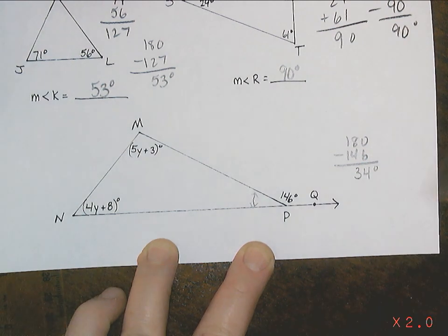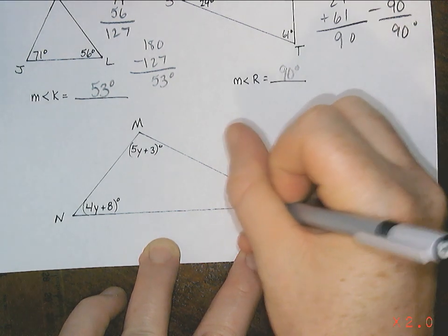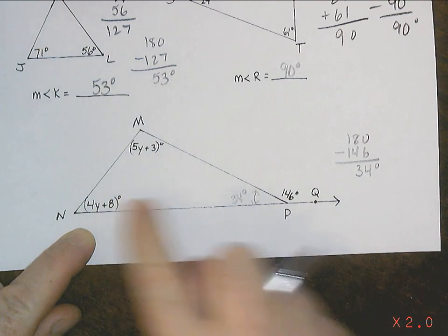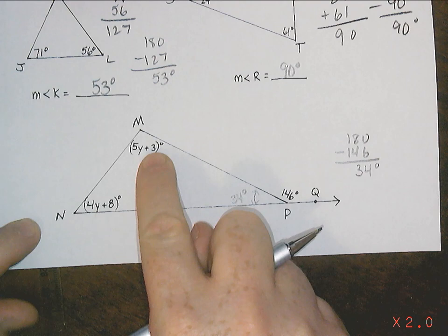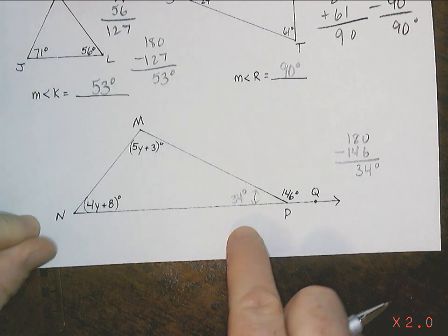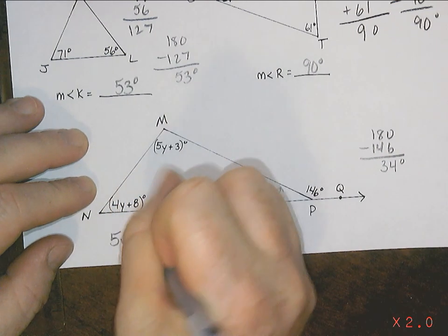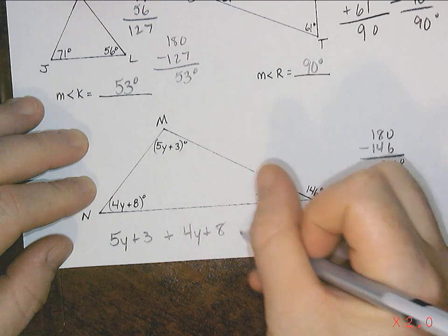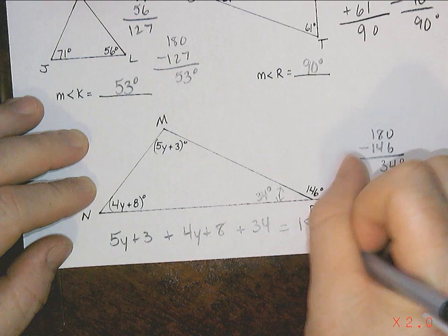And that's helpful because if I know this is 34 degrees right here, I can add up all 3 angles together and set that equal to 180 as well, because I know that the sum of all 3 angles in a triangle equals 180 degrees. So I add them up. I add up 5y plus 3, add that to 4y plus 8, add that to 34 that we just found, and we're going to set this equal to 180.